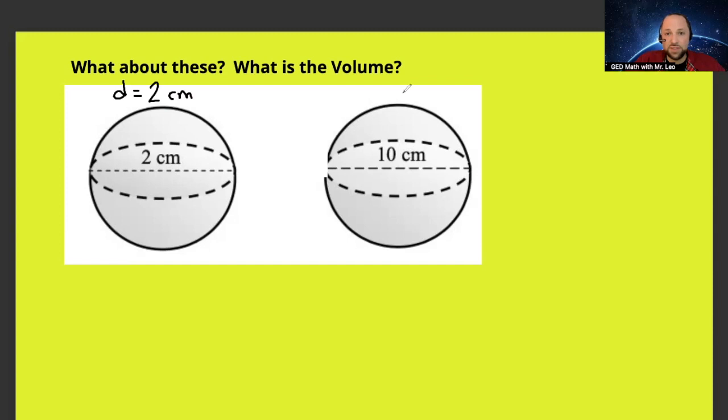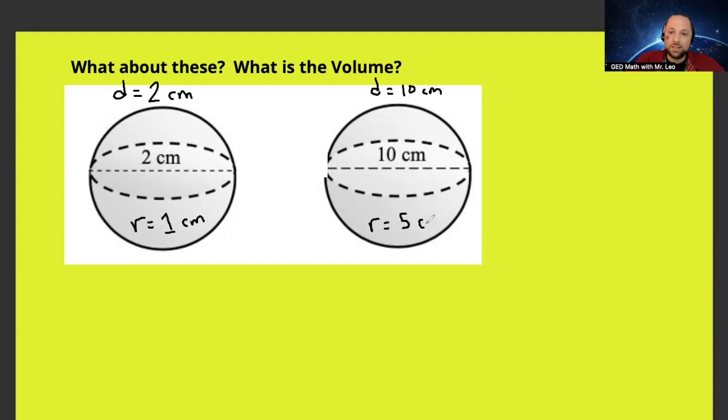All right, this one looks very similar. It's just labeled differently. So this one would be diameter of 10 cm. But now remember, these formulas take radius. So what's the radius? Well, what's half of 2? In this case, the radius would be 1 cm. And this one, can you see it? What's half of 10? This radius would be 5 cm.